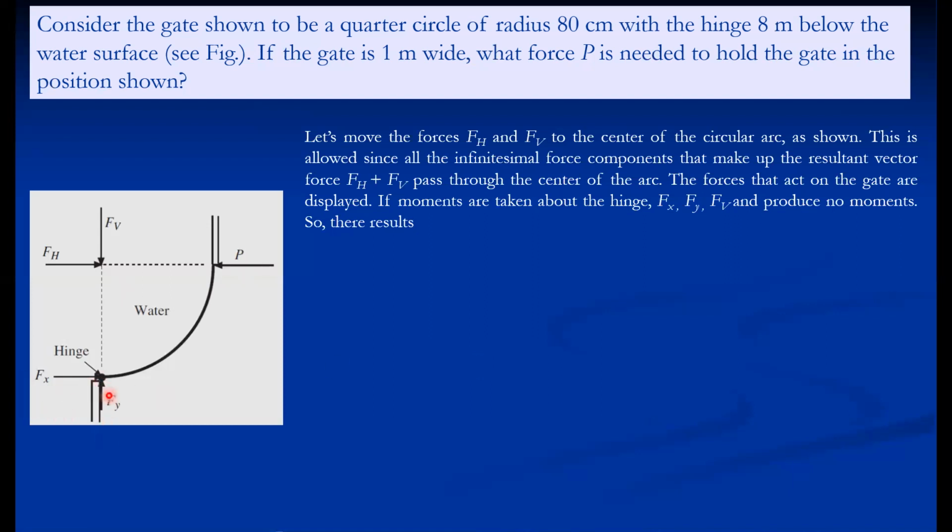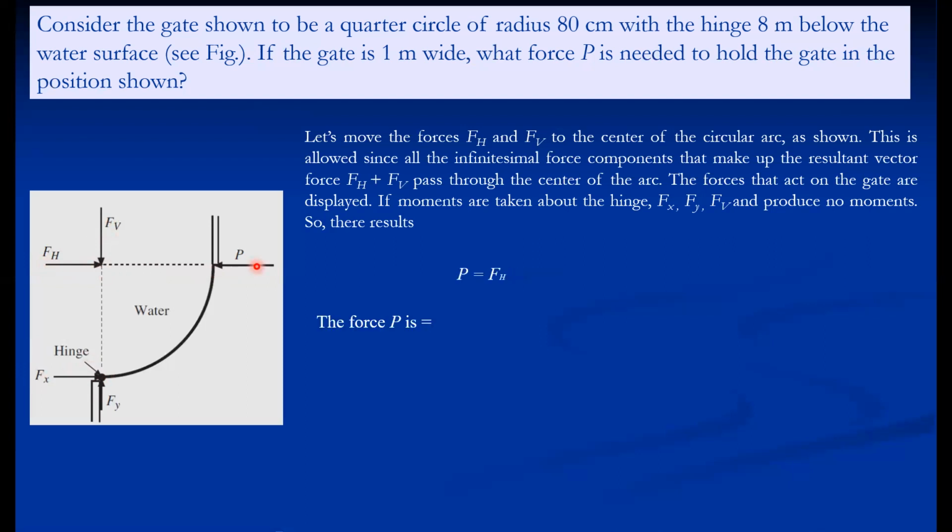So Fh, Fx, Fy and Fv. All three forces are passing through the hinge, so they do not create any moment, because if we take the moment about the hinge, only the force Fh creates a moment. So Fh is obviously equal to P. We have to calculate only the horizontal component in this case.